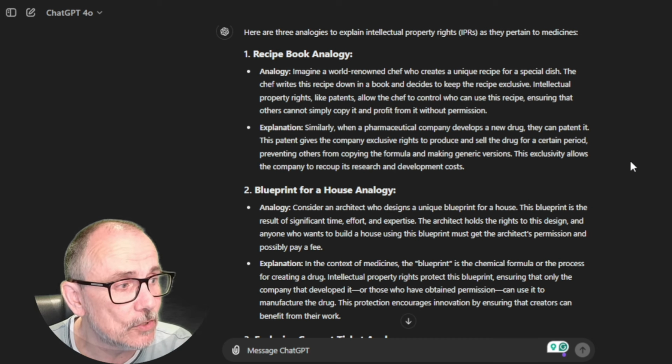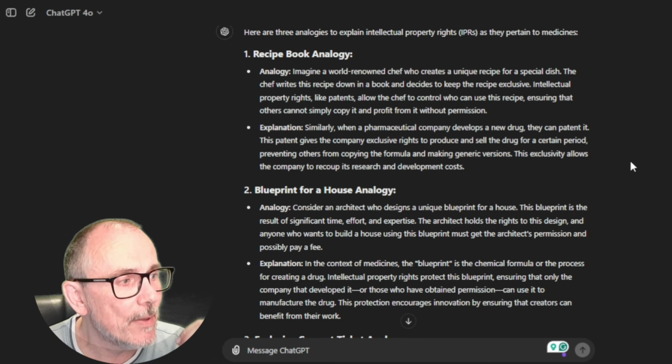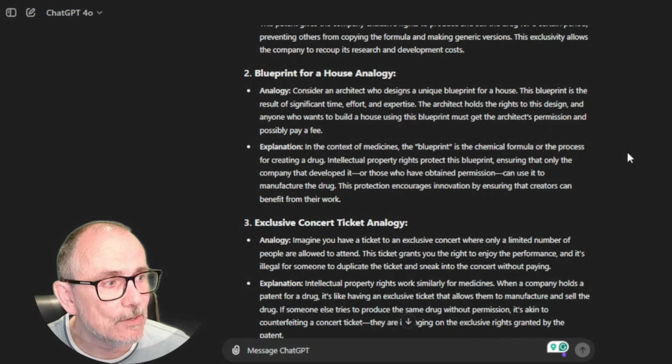Similarly, when pharmaceutical companies develop a new drug, they can patent it. The patent gives the company exclusive rights to produce and sell the drug for a certain period, preventing others from copying the formula and making generic versions. This exclusivity allows the company to recoup its research and development costs. Helpful. The blueprint for a house analogy.